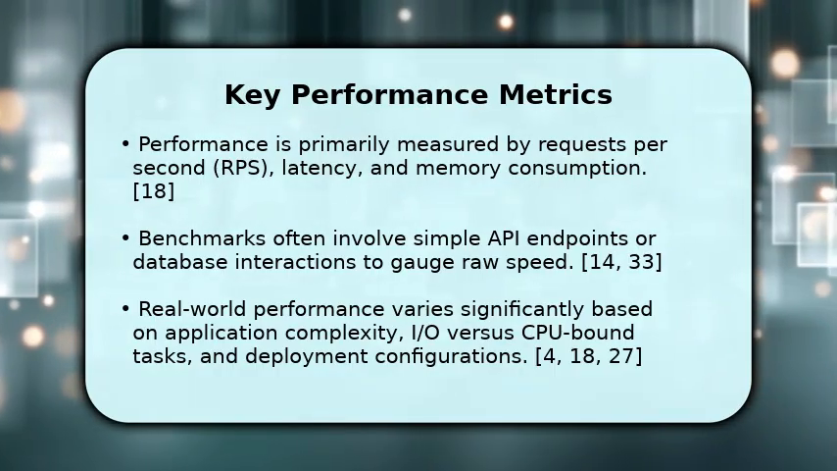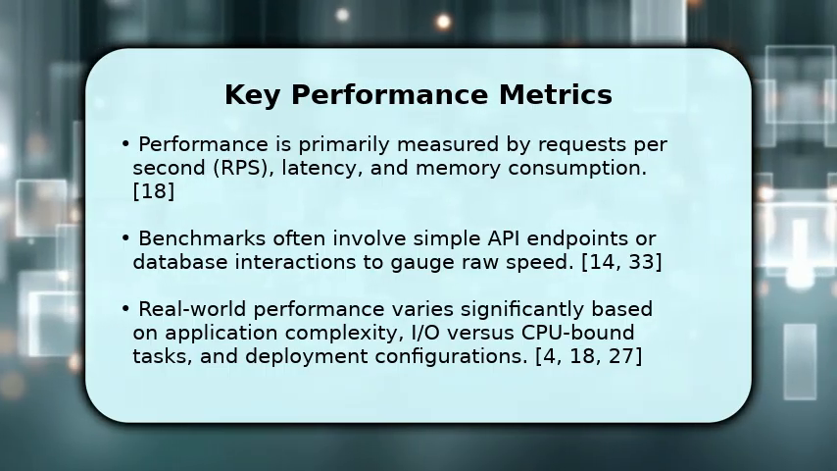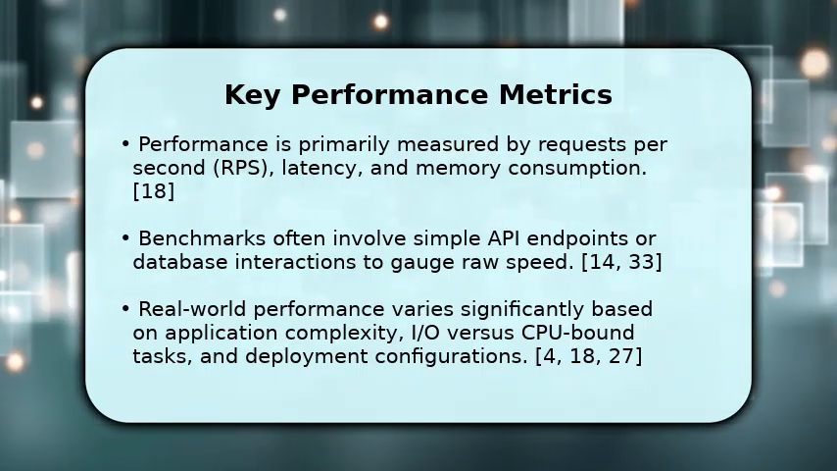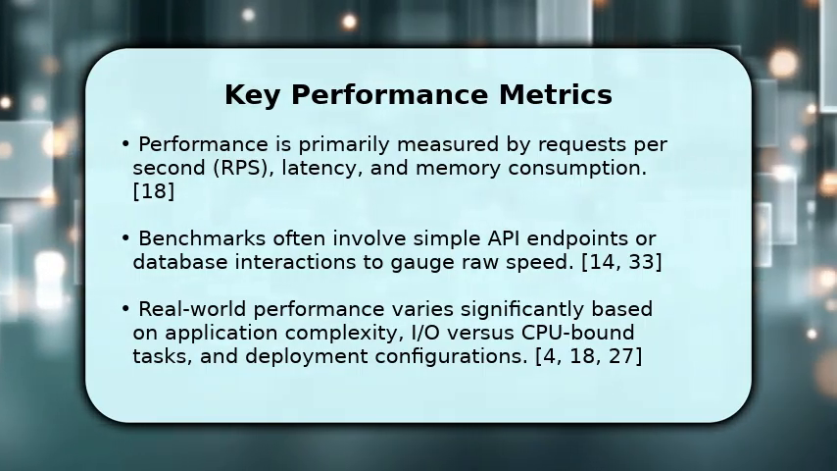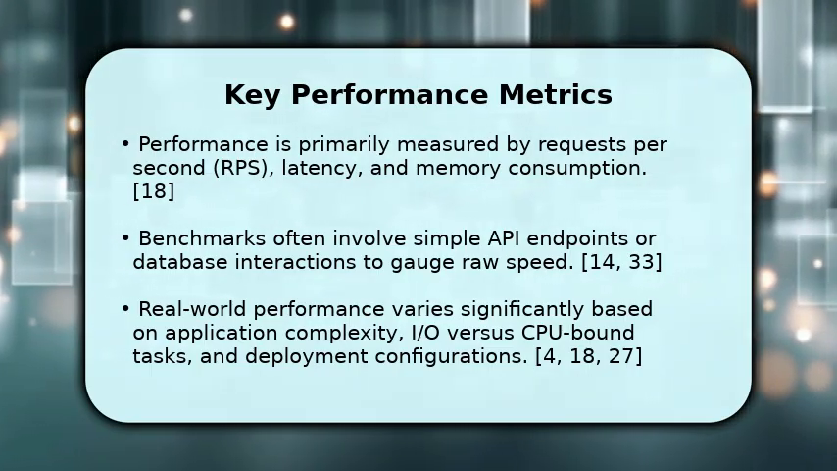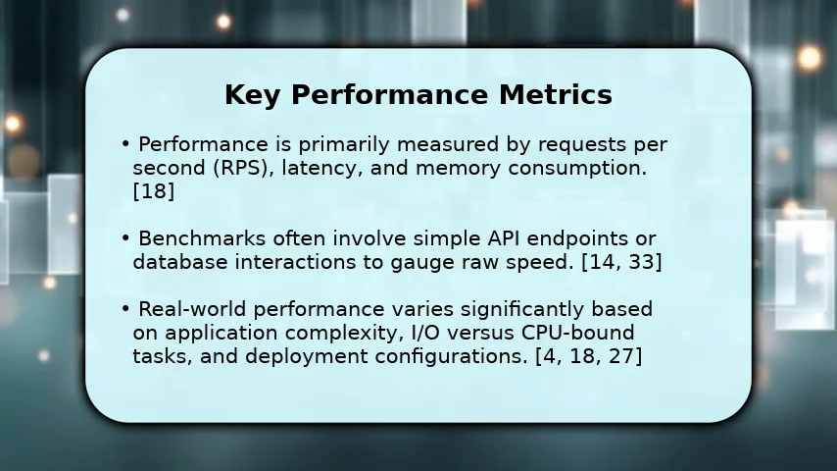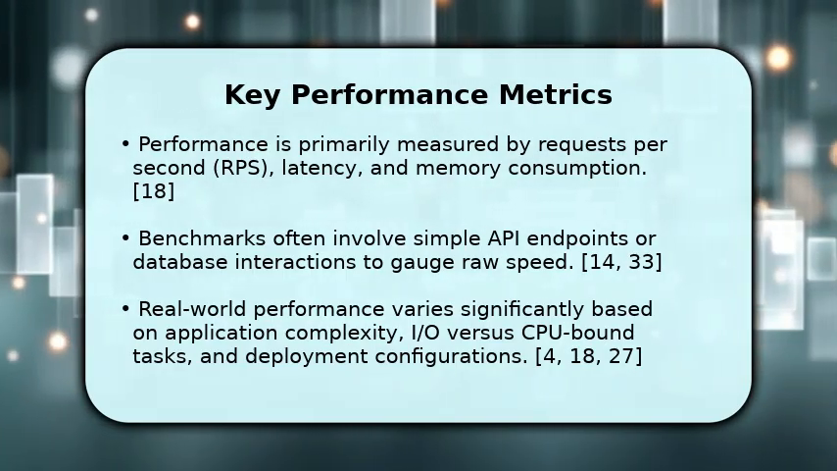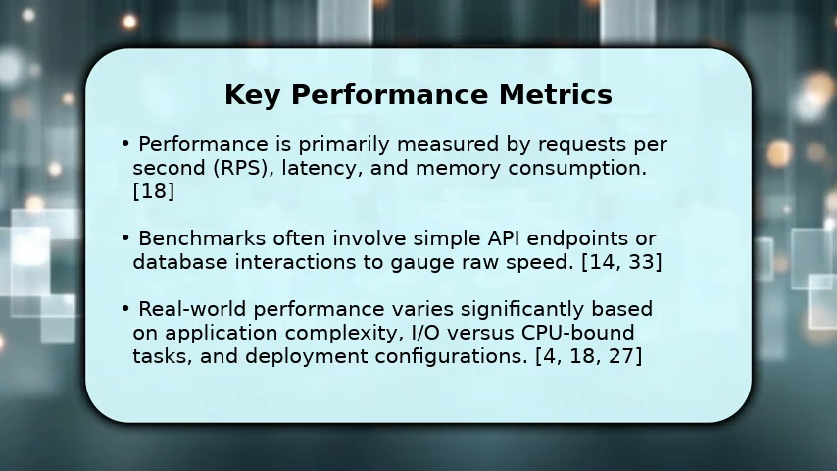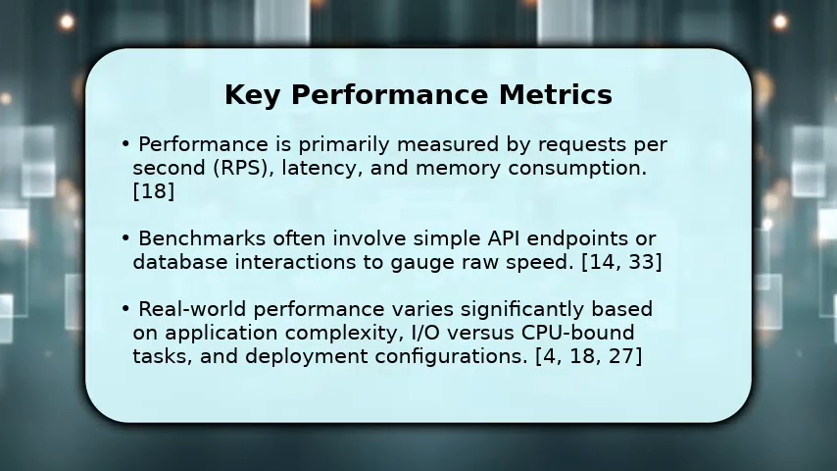Understanding performance requires looking at several key metrics. Requests per second, or RPS, indicates how many requests a system can handle in 1 second. Latency measures the delay before a system responds, and memory consumption tracks resource usage. While benchmarks provide valuable insights, remember that actual performance can differ greatly. Factors like whether your application is I/O bound, such as database calls, or CPU bound, like complex calculations, heavily influence these numbers, as do specific deployment setups.